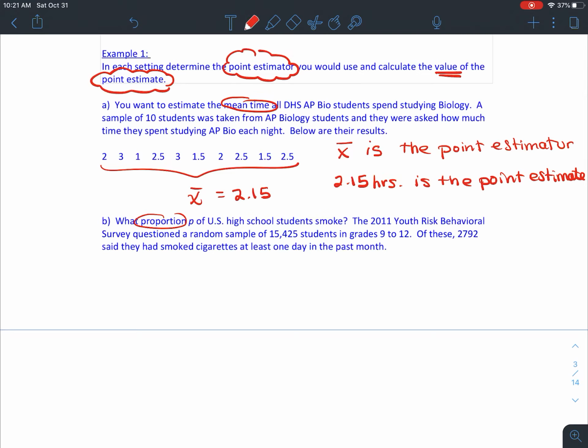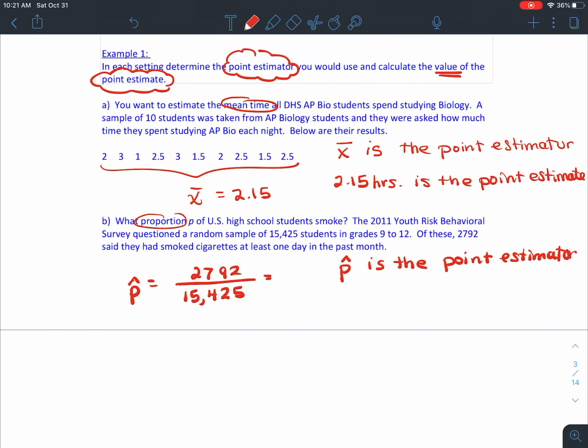So we're going to be using this information to find a p-hat, which is a sample proportion. So p-hat is what we're using as our point estimator. And now to actually calculate the value of p-hat, looks like they sampled a total of 15,425 students. It said of those, 2,792 said that they had smoked at least one day in the last month. So that roughly comes out with a value of 0.18. So 0.18 is what we would call the point estimate. Okay, the point estimate there.